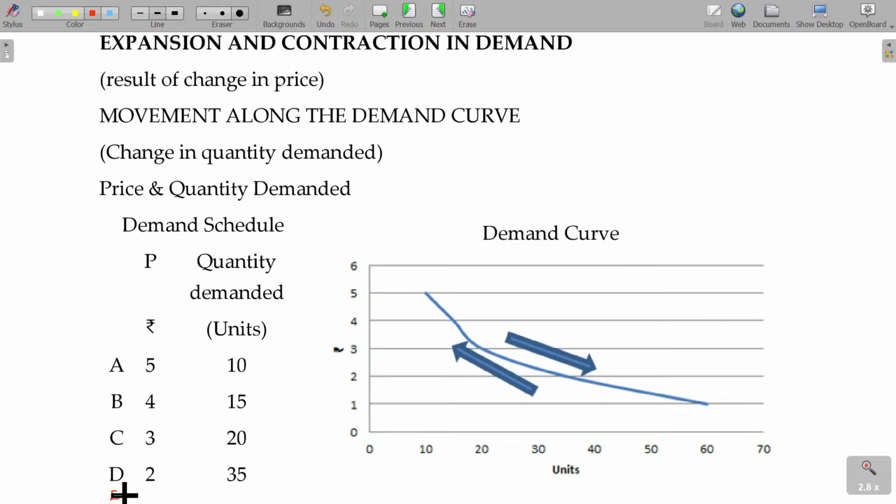Expansion and contraction in demand. As per the demand schedule, if the price is 5, quantity demanded is 10; at price 4, it is 15; at price 3, the quantity demanded is 20, and it goes on until the price is 1 and the quantity is 60. If I plot that in a graph, this is called the demand curve, the DD curve. We are aware about that. The DD curve slopes downward from left to right.